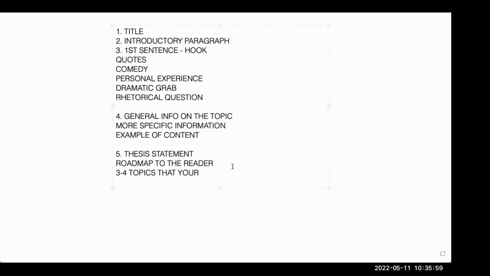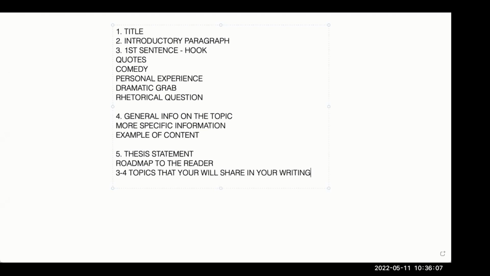But then you get to your thesis. Or as I like to call it, the roadmap to the reader. And this is where you tell us where you're going. And this is where you talk about maybe the 3 things, or 3 to 4 topics that you will share in your writing.